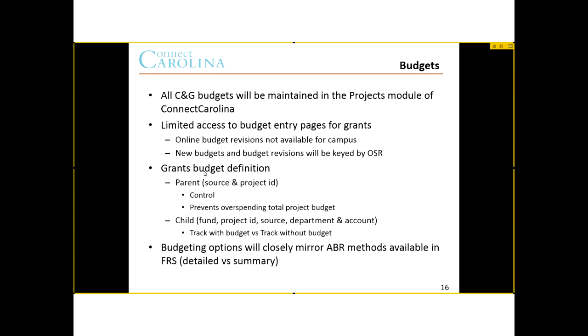For our budget definitions in grants, we have the parent, which is defined by the source, chart field, and the project ID. Most often it will be set to control, which means to track with budget, and this prevents overspending the total project budget. At the child level, which is set by the fund chart field, the project ID, the source, department, and account, we have either track with budget or track without budget. Track without budget will be used for clinical trials and ABR4.